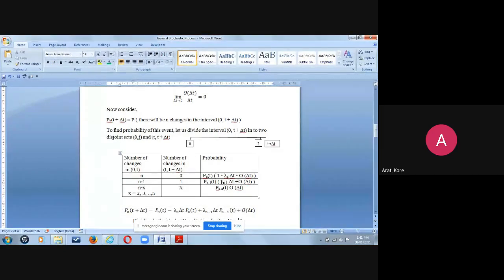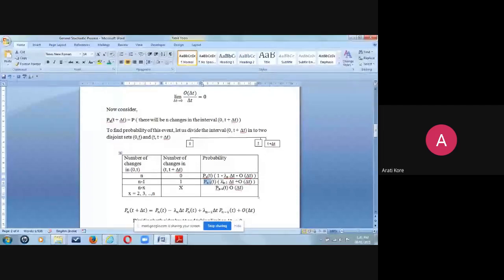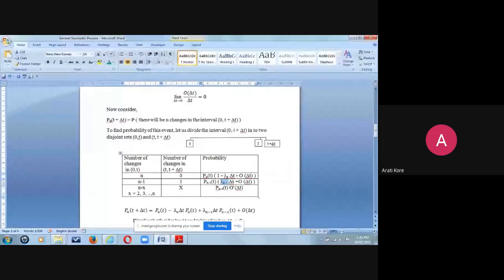Okay. Now here I did not write lambda_n delta t. I wrote it as lambda_{n-1} delta t. What is lambda? It is the rate of change in the population when population size is n. तो अभी यहाँ population size कितनी है? n minus 1. 0 to t कितने changes हो गए हैं? n minus 1. So my rate of change is dependent on the index n. That is the arrival rate and departure rate, dependent on current population size. What is the current population size? After changes it is n minus 1. So here your lambda is also lambda_{n-1}: lambda_{n-1} delta t plus o(delta t).